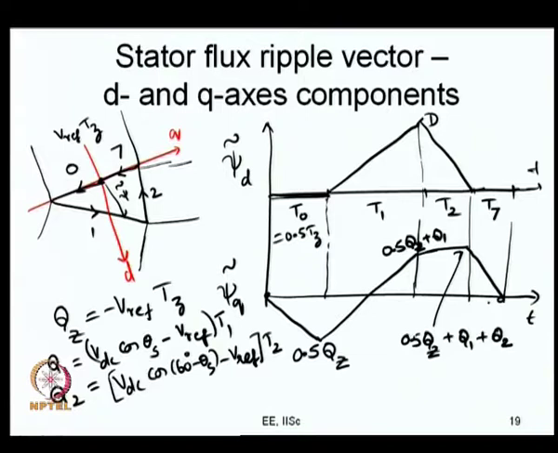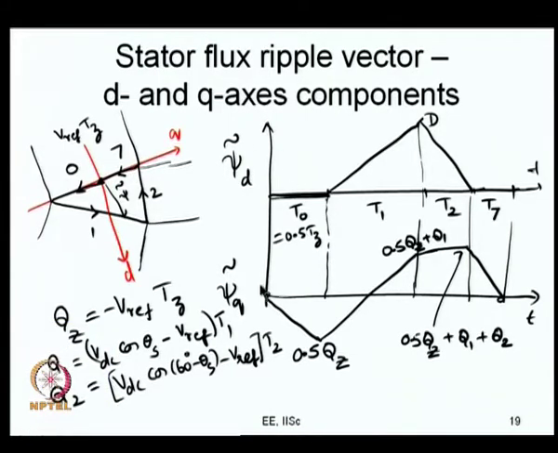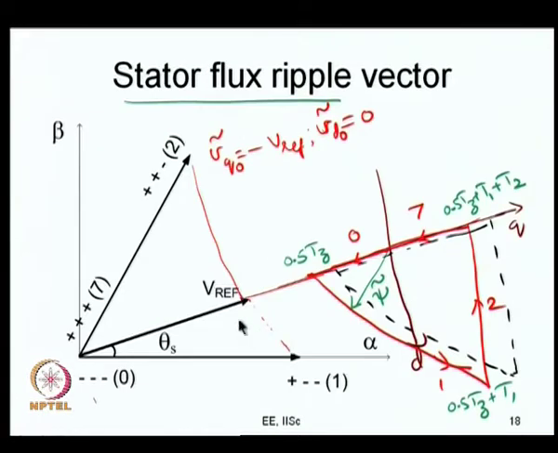So, what I have shown you is the nature of variation of psi d tilde and psi q tilde for this particular V reference and alpha. I have considered some value of V reference and this angle theta s. If I do not consider that, I will get something else. So, I will do this.